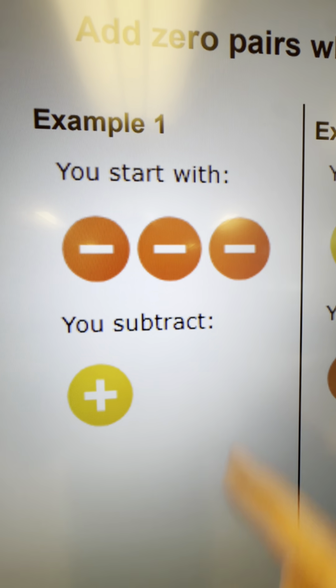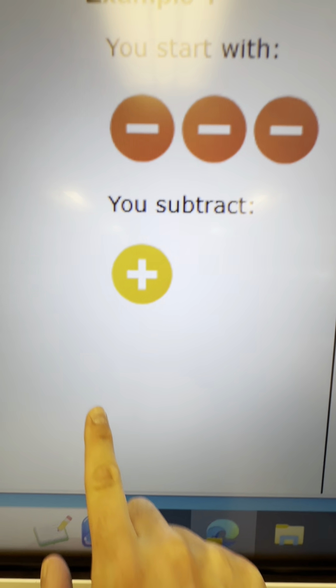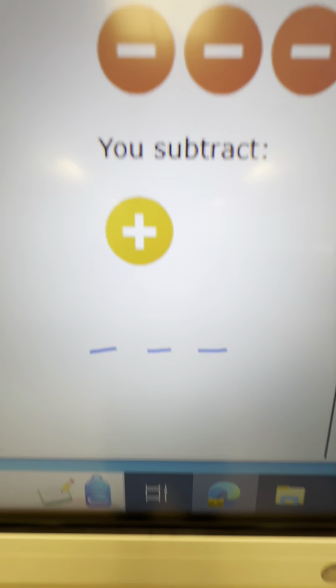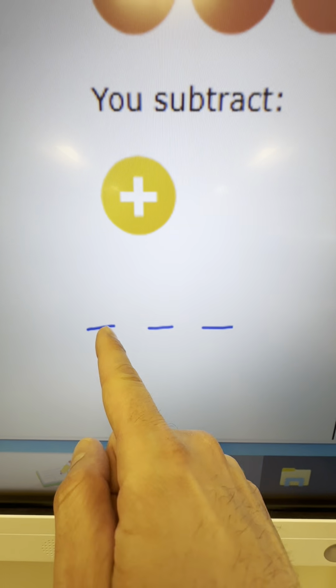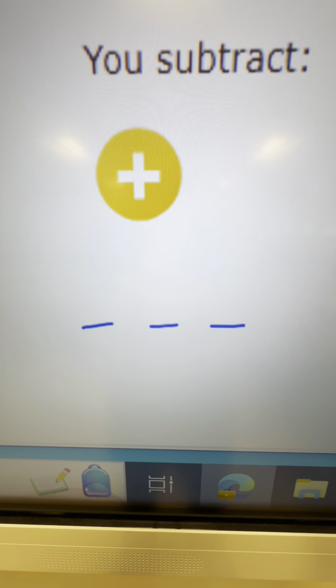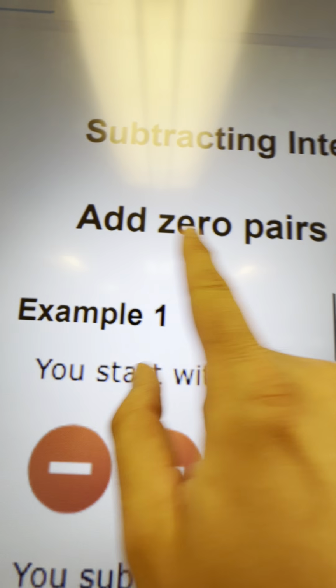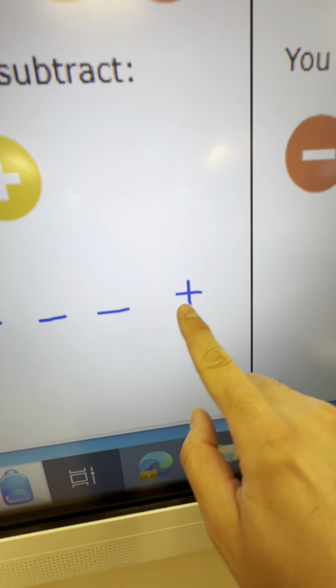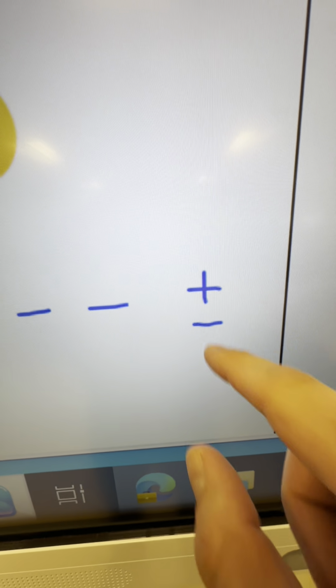Here's example number 1. You're going to start off with 3 negatives. So 1, 2, and 3. And it says they want you to subtract a positive. So when you look at the problem, you ask yourself, do I have any positives here that I can take away? If the answer is no, you're going to add 0 pairs. So I'm going to add 1 0 pair. And remember, when you add this, that's the value of 0.